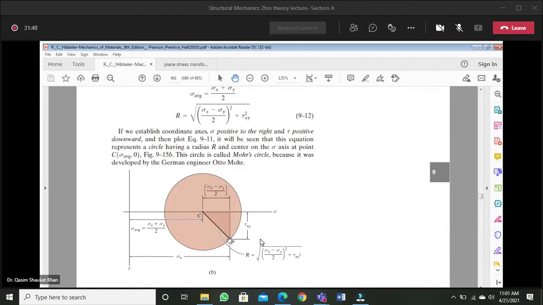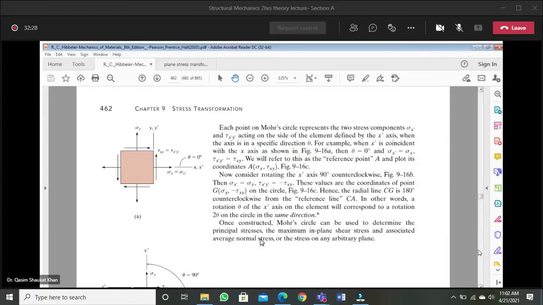Why downwards? Because shear stress is positive downwards and normal stress, as we know, is positive towards the right. So shear stress is positive downwards. So this point will be my reference point and it is designated as A. So C to A is our resultant. ठीक है जी, this is my reference point. Is everyone clear with this point? Yes, sir. So this was case 1 when theta was 0.